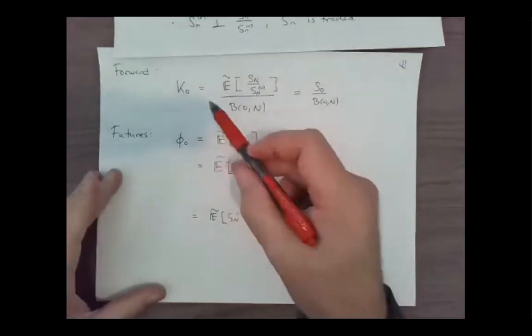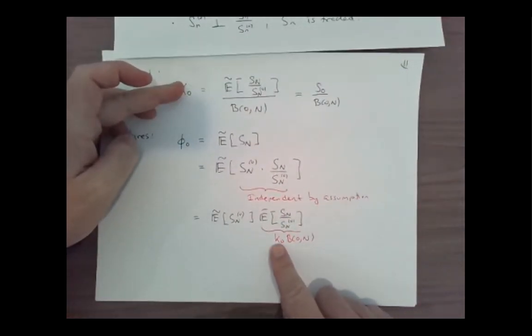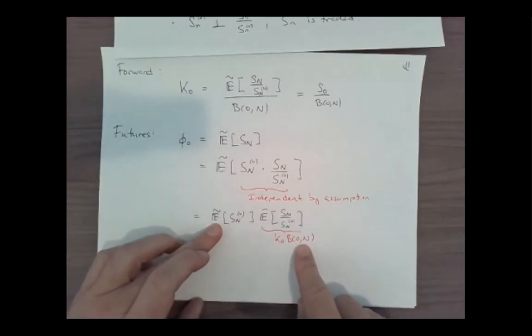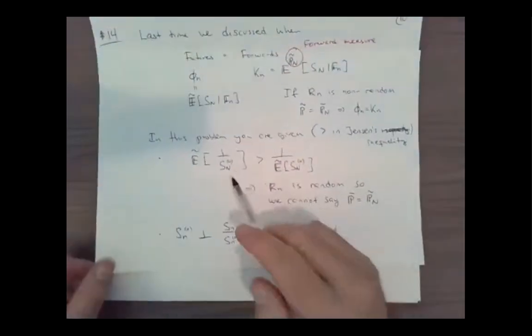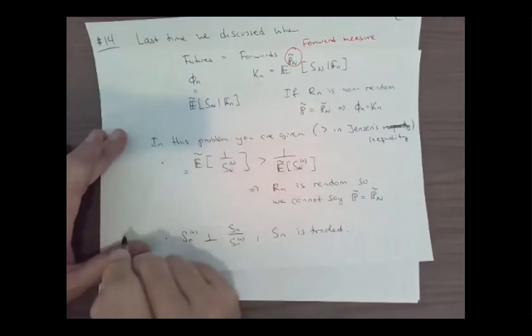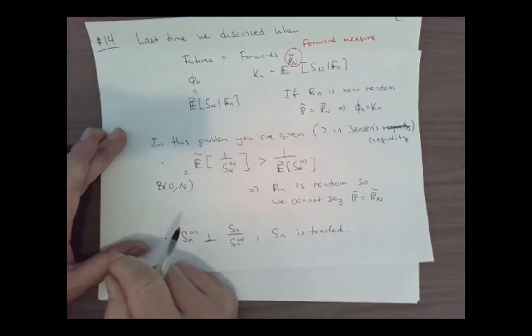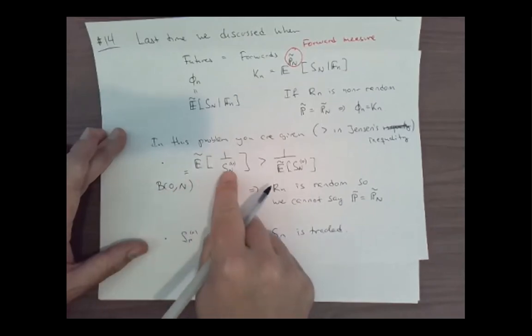So now can I say something about this relationship? Saying something about how K0 in here relates to phi 0 has to do with how this term relates to that term. So this is where the other assumption is going to come in. Here we have an inequality. And what I have here is my B0N, the zero coupon bond price at time 0 for expiry at time capital N.